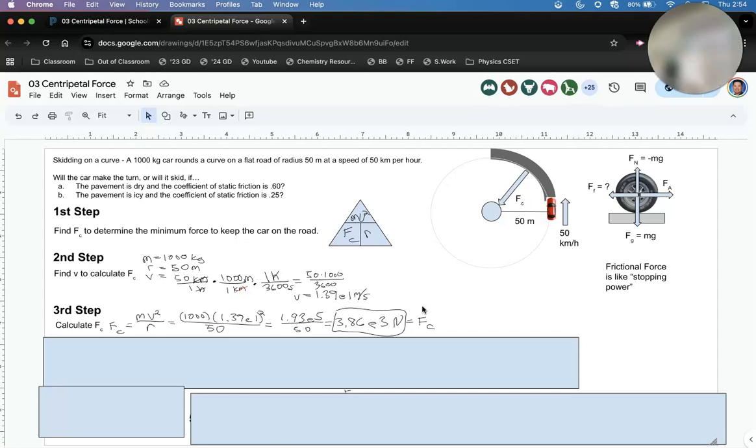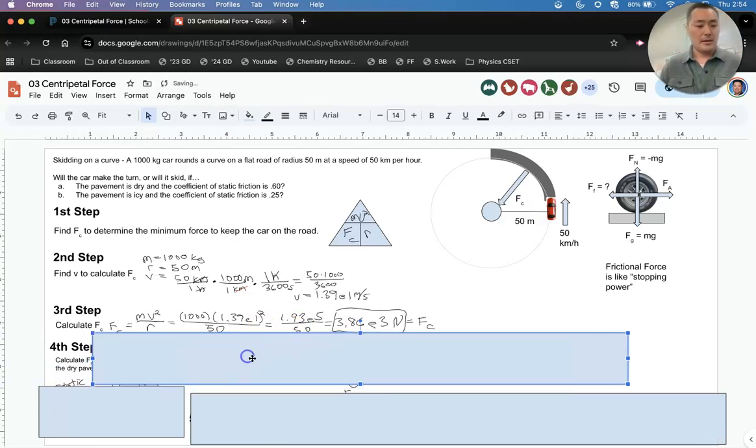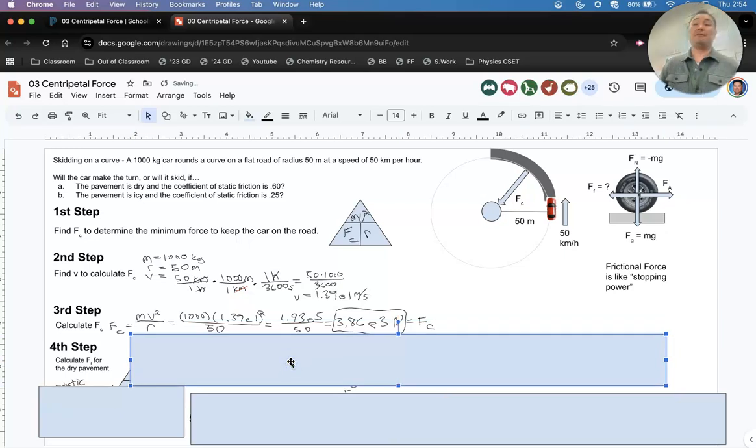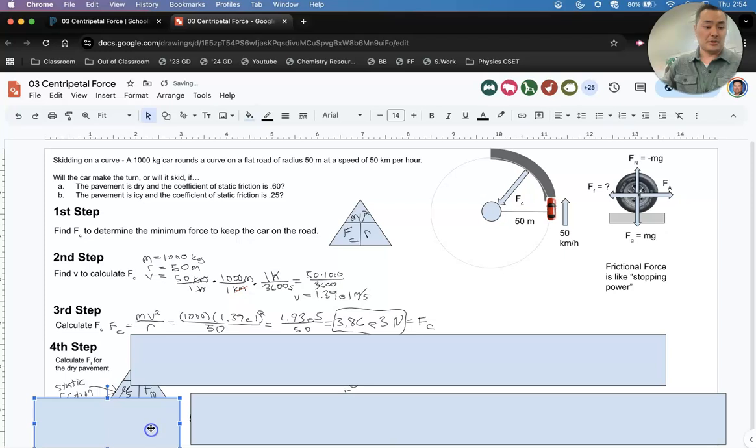Or it could be more. If our tires are really good, brand new tires, and they really grip the road, the force will be greater than the centripetal force. It's guaranteed your car will stay on the road. So let's find out. We're going to calculate frictional force of our tires and see if it equals centripetal force.